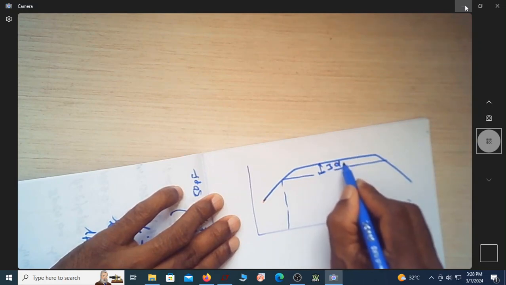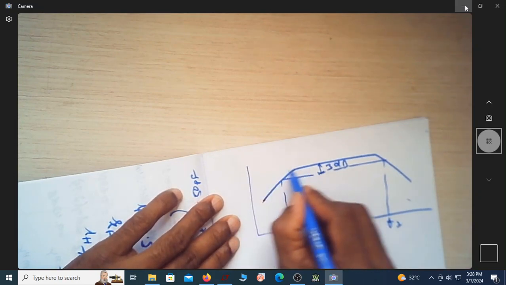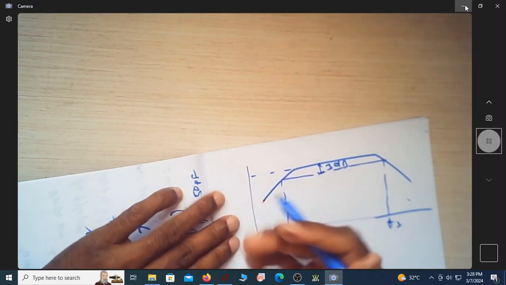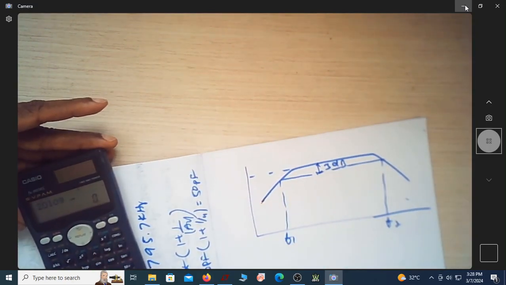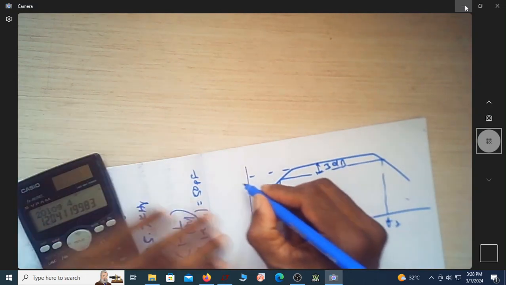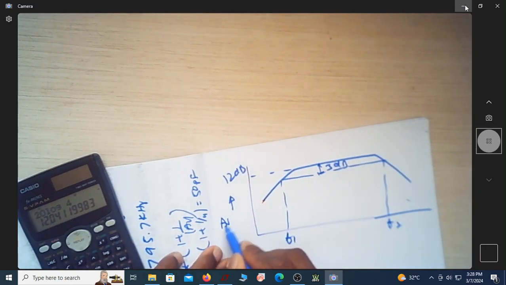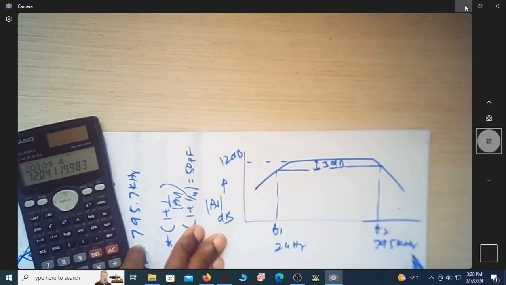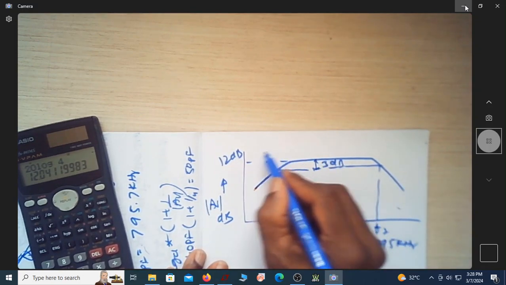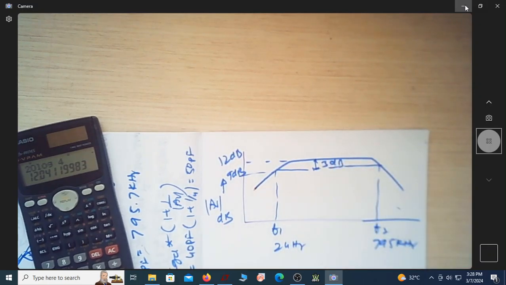This is 3 dB. F1, F2. So you have maximum gain. Of course you can specify in terms of dB also, which is 20 log 4. How much is 20 log of 4? It is 12 dB, that is the gain. This is AV magnitude in dBs. So this is 24 hertz. This is 795 kilohertz. Of course naturally this will be 9 dB. No need to mention that. This is how it goes.